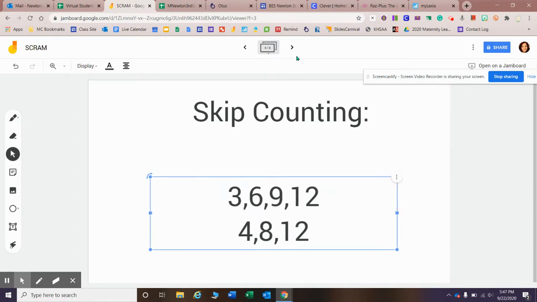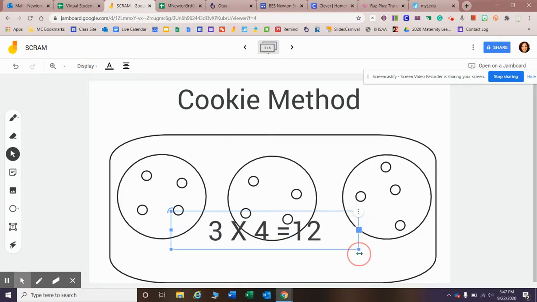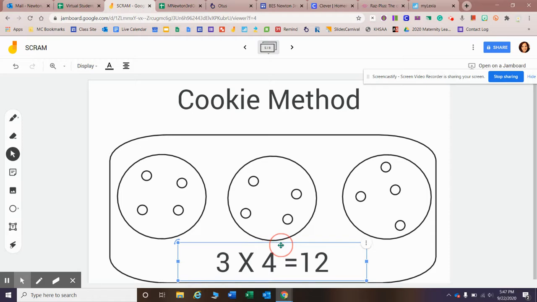The next way you can solve a multiplication problem is the cookie method. Here is my tray of cookies. These little circles are your chocolate chips. I have 3 different cookies. So I'm going to type that in. So I have 3 cookies and 4 chocolate chips. So I know all together I'd have 12 chocolate chips. Because I have 3 equal groups of 4. It has to be equal groups in order for multiplication to work.